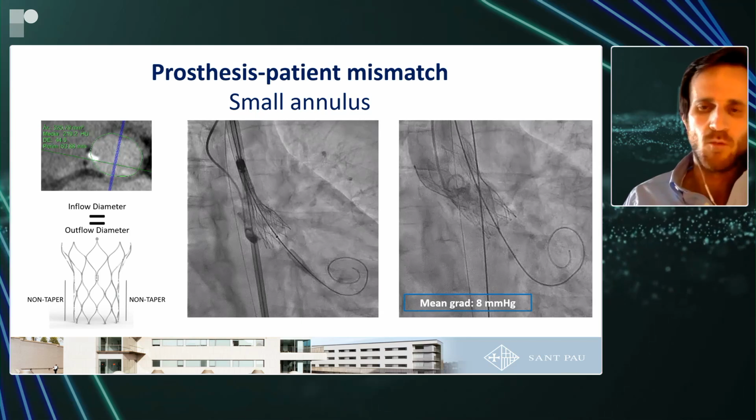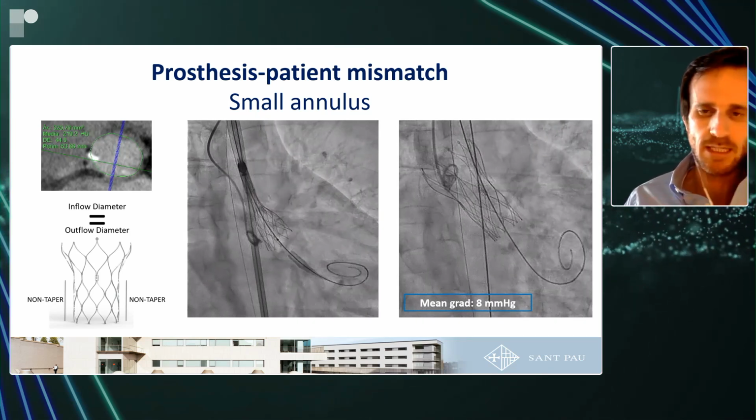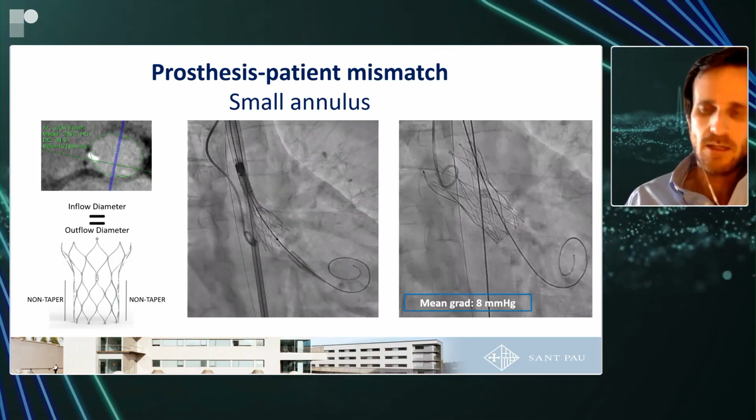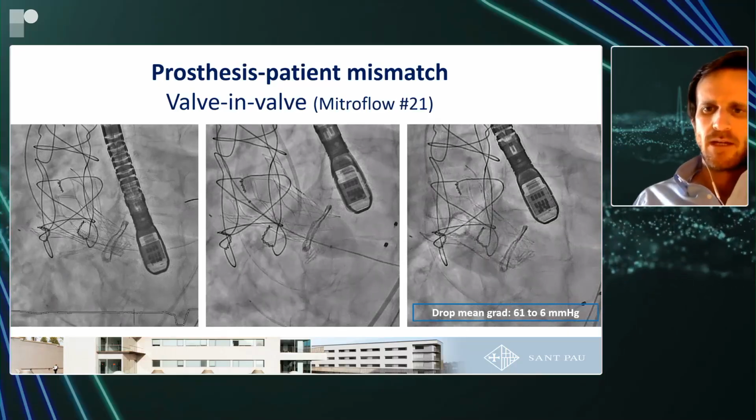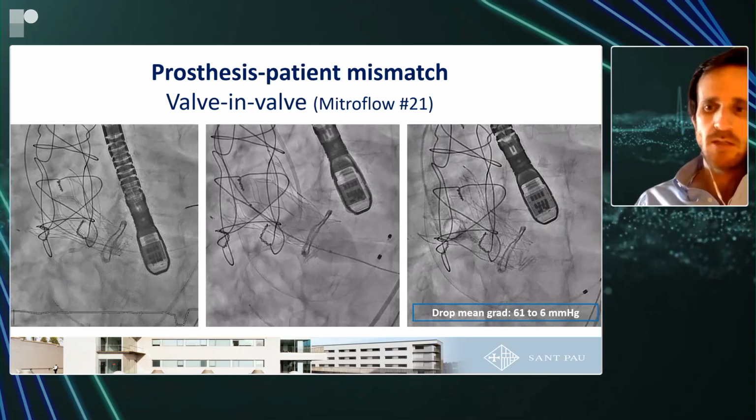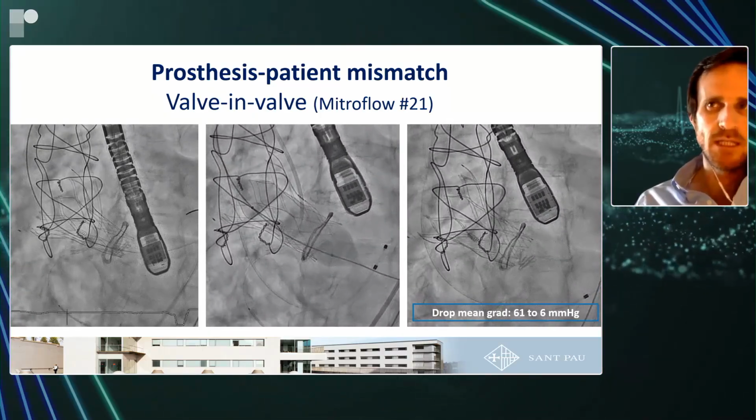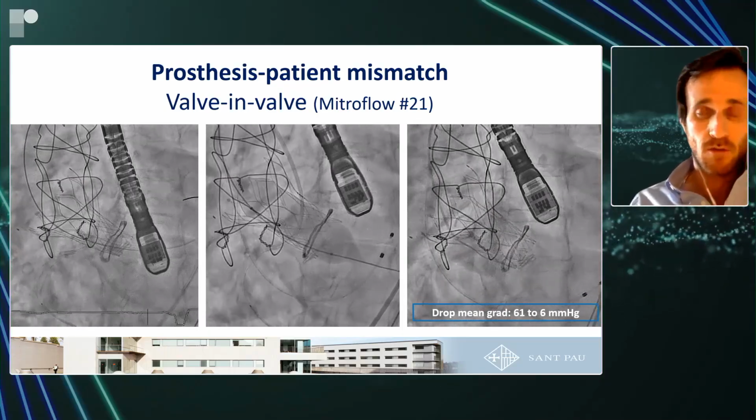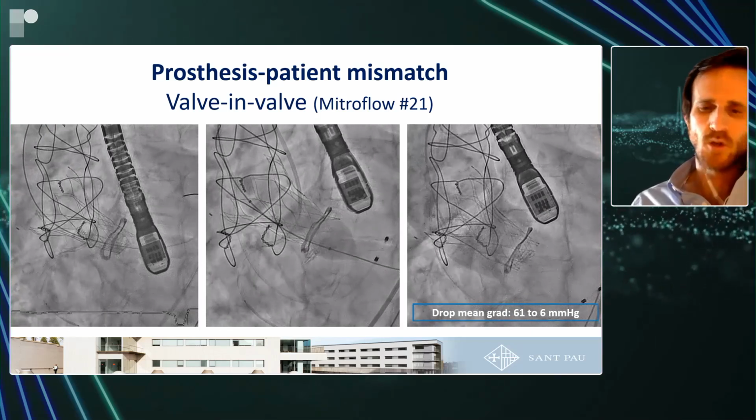As we can see in this native small annulus, a perimeter of nearly 60 with a 23 millimeter valve, we got a result, a gradient below 10. This is a valve-in-valve procedure, a degenerated mitral flow, small mitral flow, 21 millimeters. In those cases, in general, we tend to do a direct implantation and with a systematic post-dilatation with NC balloons or cracking in case of small surgical annulus of 21 or less, as this case. So that's what we did.